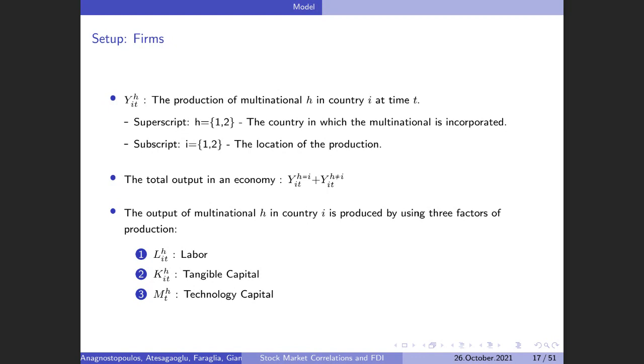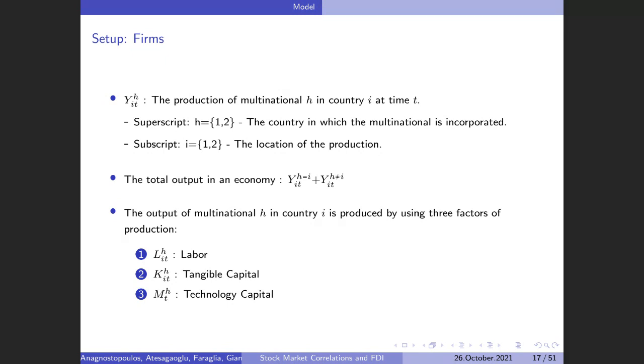Now, the total production in an economy, the subscript will always be II. So let's say in country I, who produces? In country I, H equal to I means there's local production, and H different than I means the other economy is producing in your economy, right? So that's going to be the total production in an economy. That's going to be the gross domestic product of an economy, because a part of it comes from domestic firms, and a part of it comes from the production in your economy by foreigners, right?